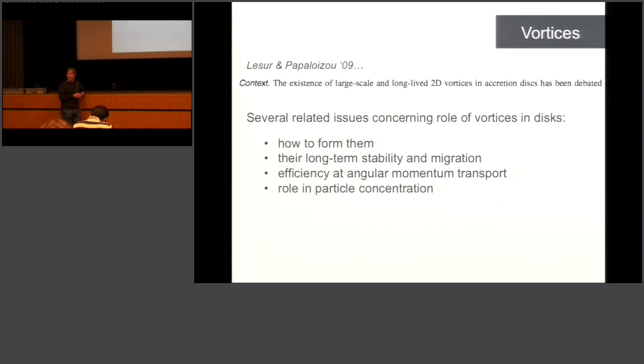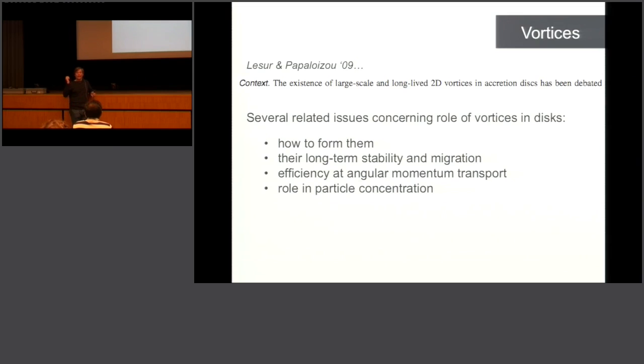And then a more recent question people have worried about, which we won't get into very much today, is: will the vortex migrate radially through the disk while it's present before it ends up being destroyed? Then there's another point, which is, are vortices going to be efficient at producing angular momentum transport?